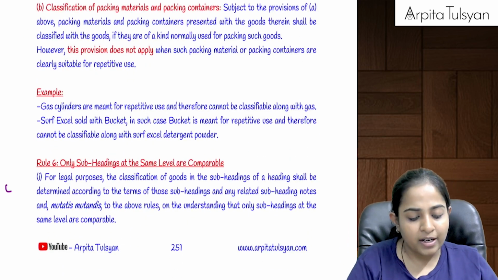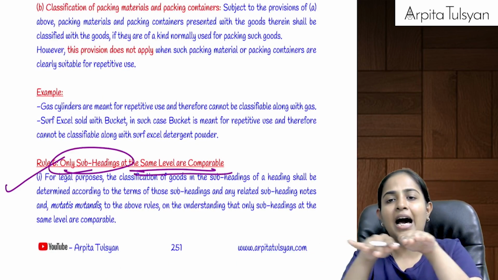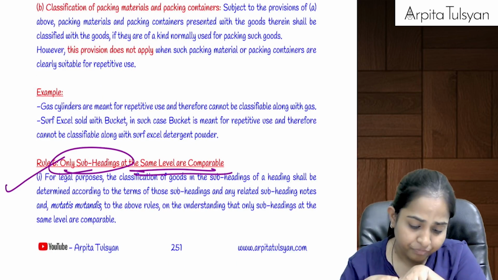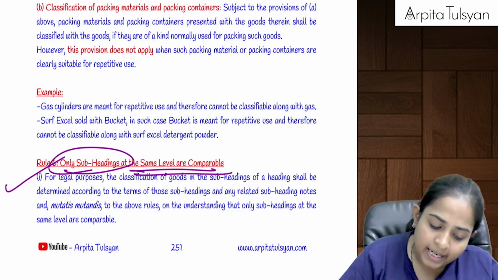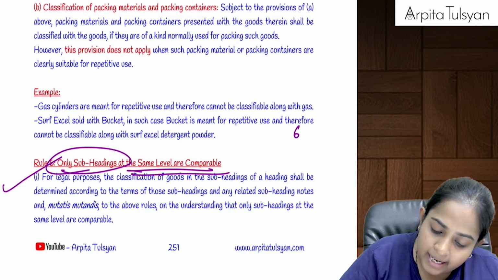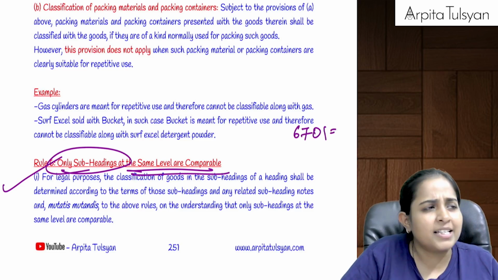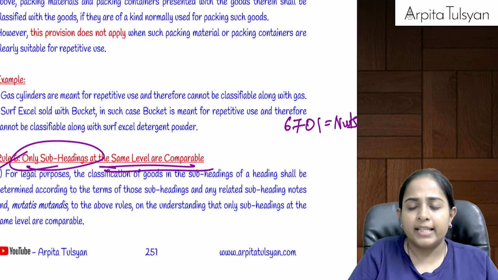And the last one, rule number 6, they are telling that only subheadings at the same level are comparable. Only subheadings at the same level are comparable. Means what are they trying to tell us here? Okay, let's say this is the heading called 6701. And let's say, just a basic example, here they are talking about nuts.